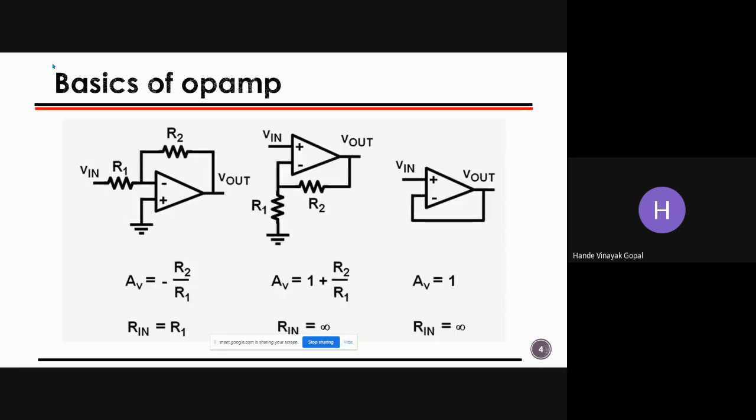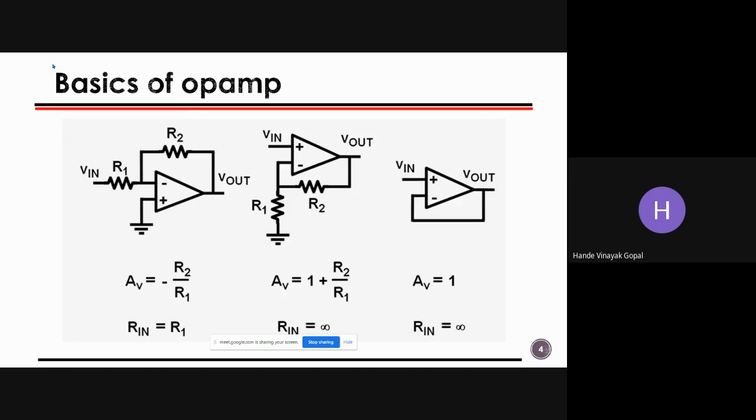Again, these three circuits are really basic, but they give a lot of insight about analog IC design. That's why I put this slide in here, because every circuit tells a different story, right? If you see the left-hand circuit, it is nothing but an inverting amplifier. It gives a closed loop gain of R2 by R1, with the sign of inversion, that is a minus.